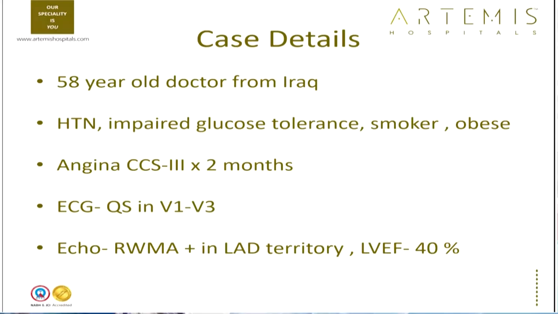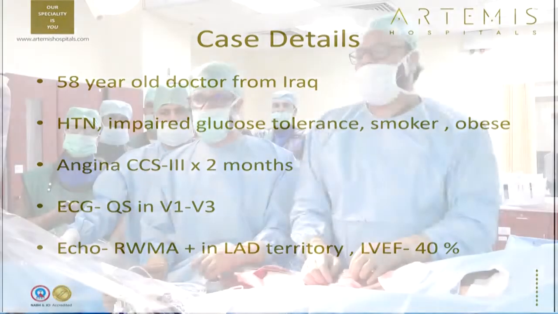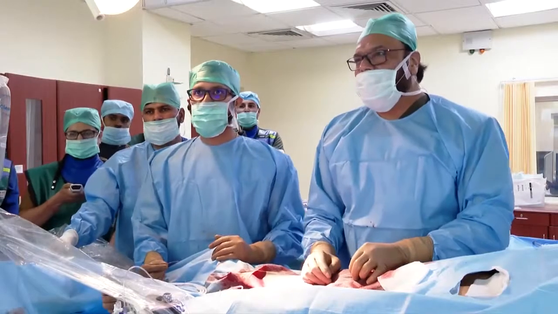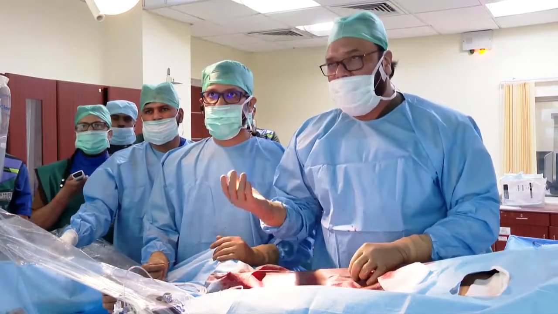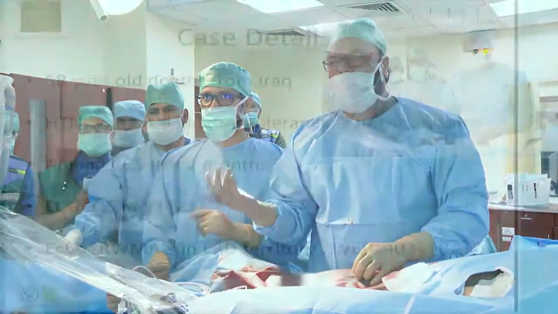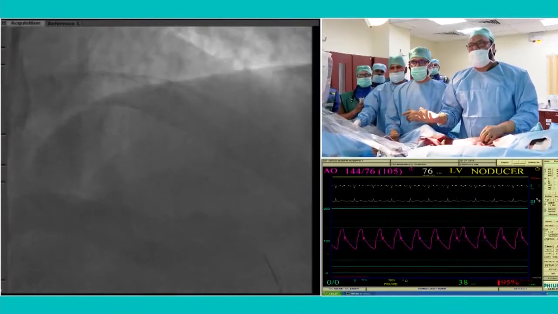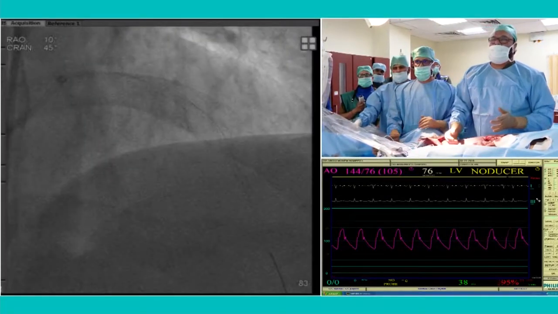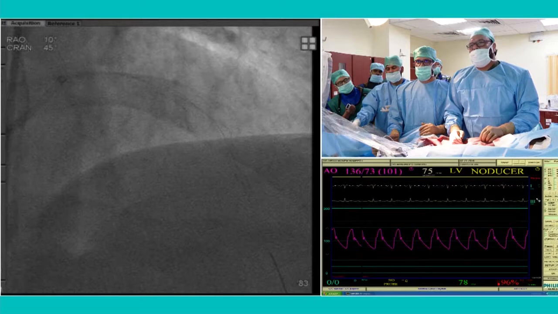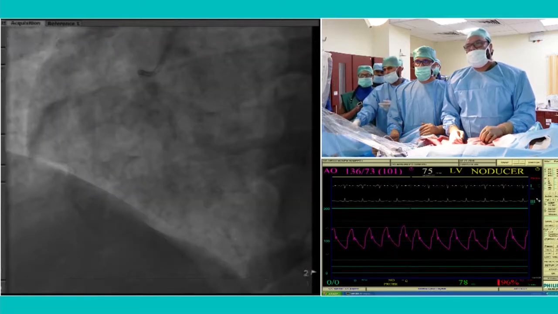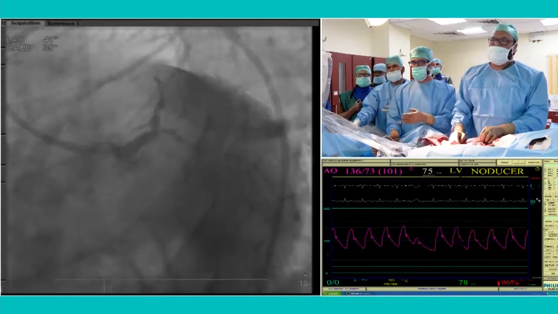His ECG showed QS complexes in V1 to V3, with echo revealing a regional wall motion abnormality in the LAD territory, the ejection fraction being 40%. Can we have the runs, please? Incidentally, the gentleman had an angiogram done in Iraq, which showed triple vessel disease, and he was advised CABG. But he declined, he wanted the percutaneous option, so he has come to India for treatment.